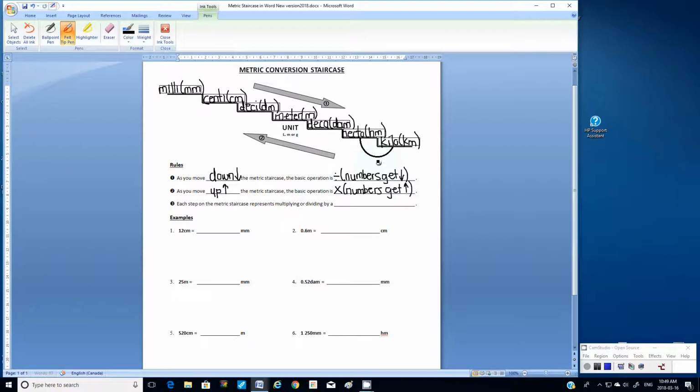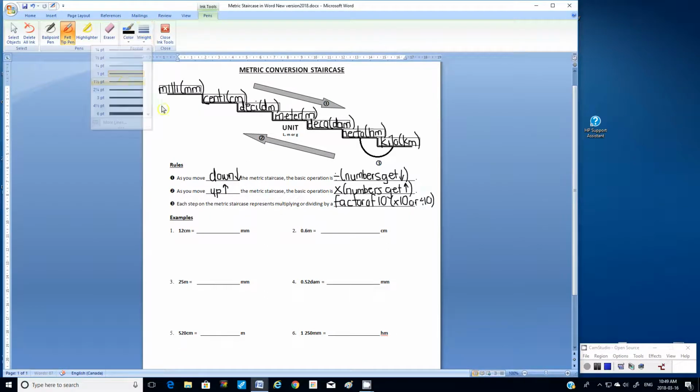There's one more notation, number 3. This loop here, or this hop. Each step on the metric staircase represents multiplying or dividing by a factor of 10. So what that means is for every step that we move, we are either going to multiply by 10 or we are going to divide by 10. We'll see what this rule means when we actually do some conversion examples.